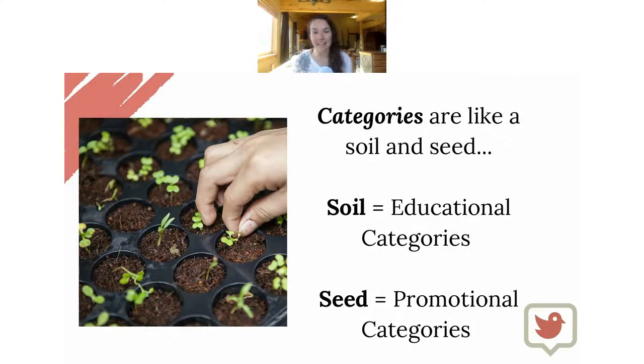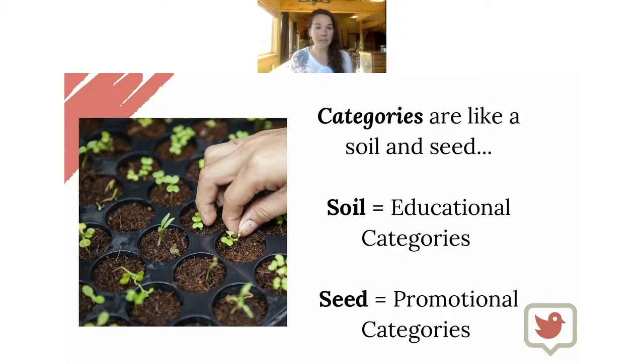But categories in Edgar, how I kind of like to think of them is we always recommend that 80-20 rule, right? 80% really valuable categories, 20% a little bit more promotional. And one of the things I was thinking about on a walk the other day was how these are kind of like a seed and soil situation. So the soil is that foundation, right? A seed cannot grow without that really well fertilized soil.